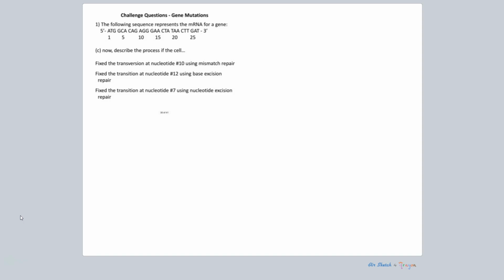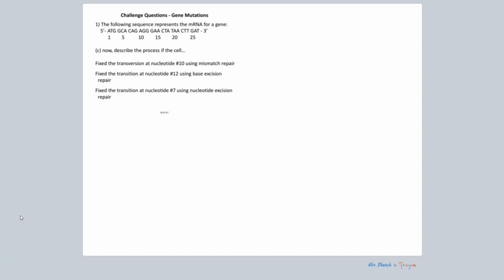So in the previous slide, or the previous video, we talked about a transversion at nucleotide 10, a transition at nucleotide 12, and a transition at nucleotide 7. These are all examples of point mutations where a single nucleotide has been altered or changed in some way, as opposed to chromosomal mutations that we talked about in Unit 2, such as translocations, deletions, inversions and things. Point mutations affect single nucleotides.